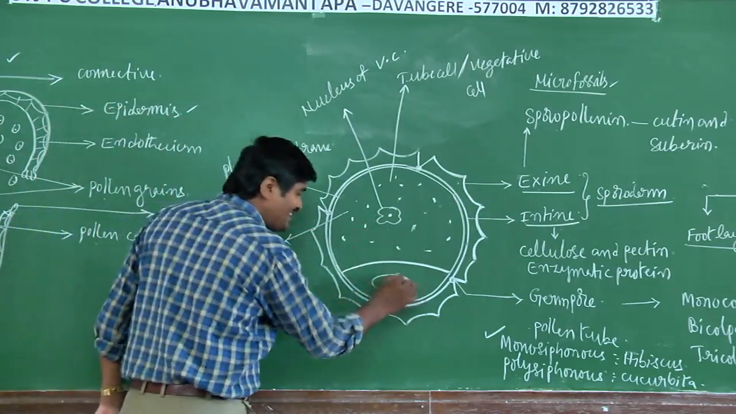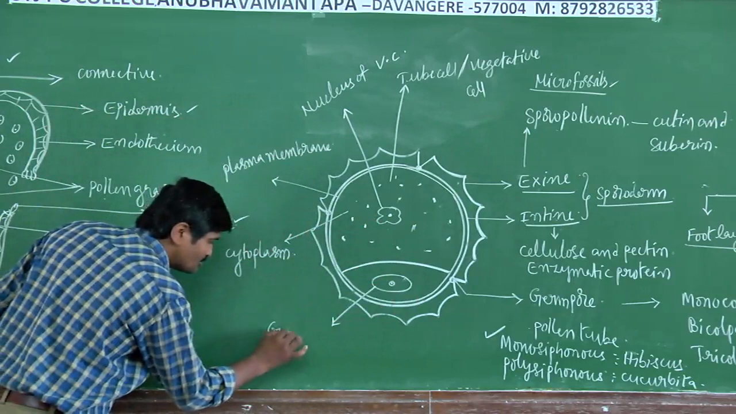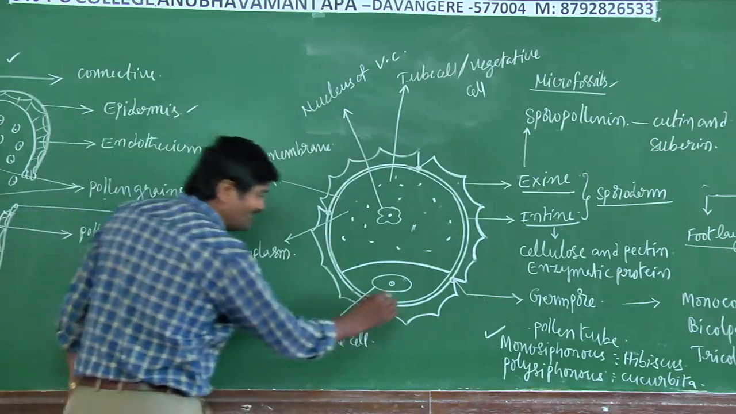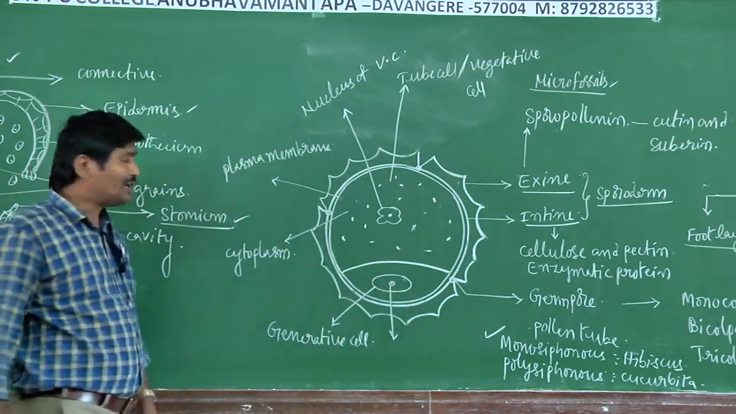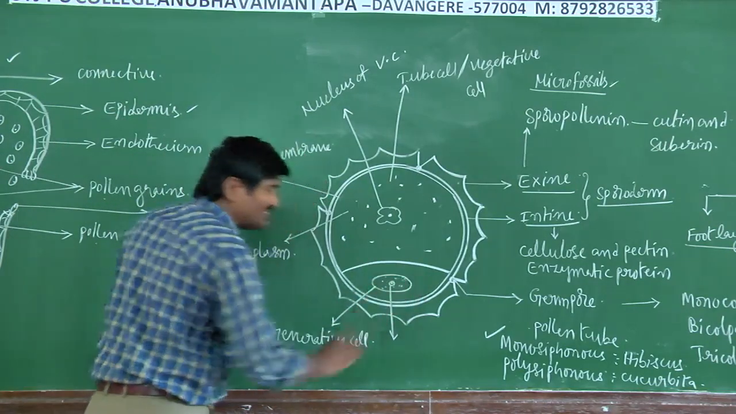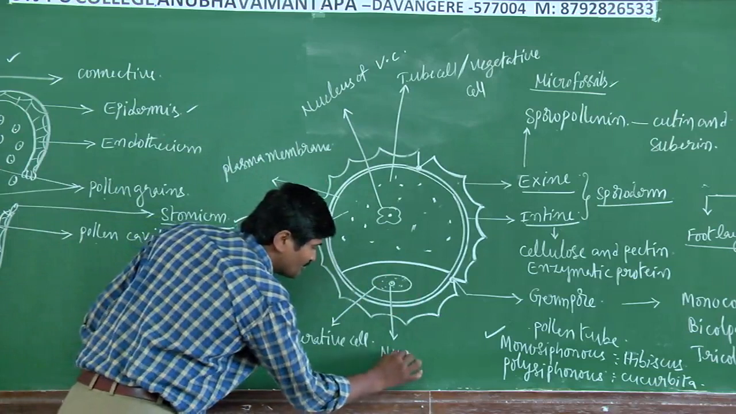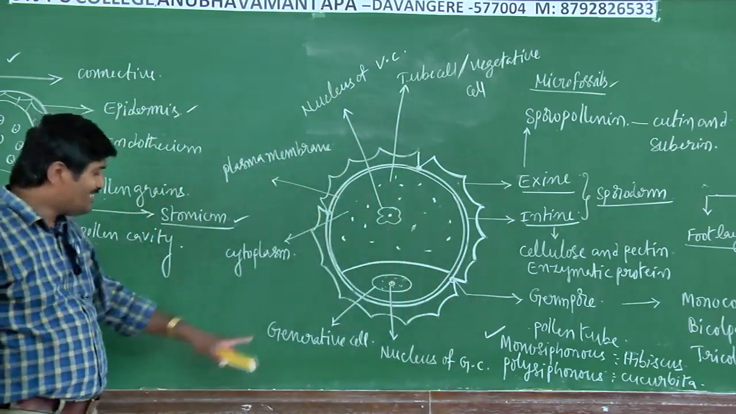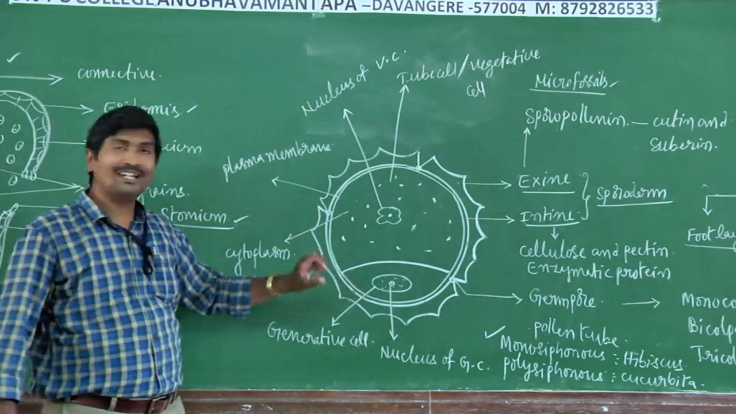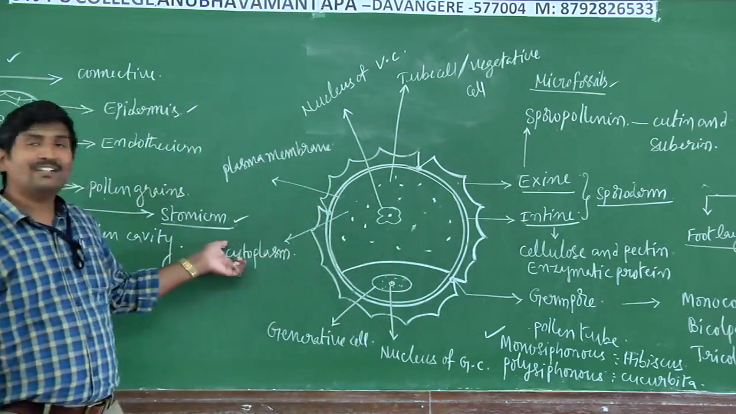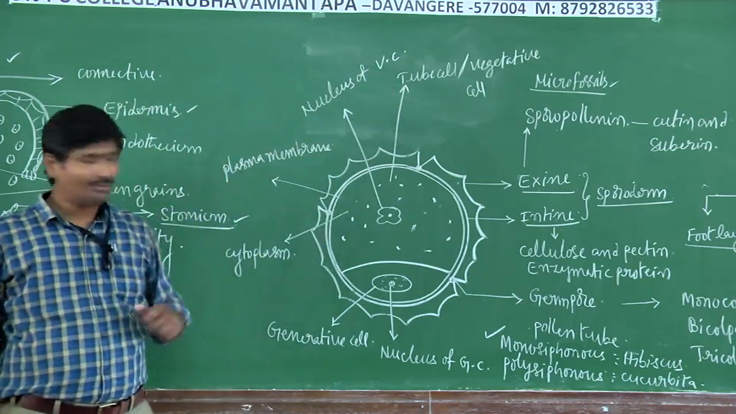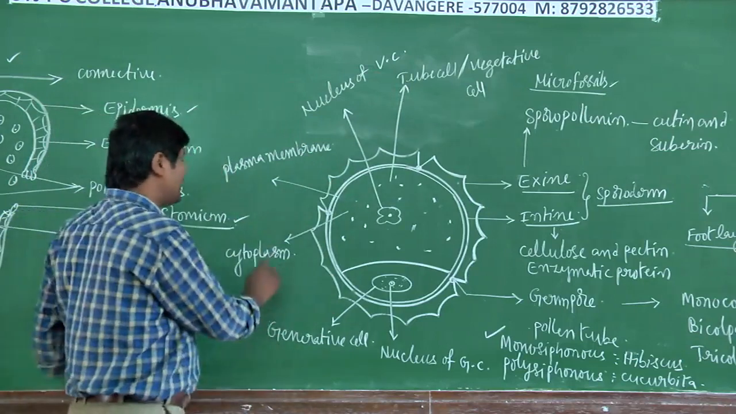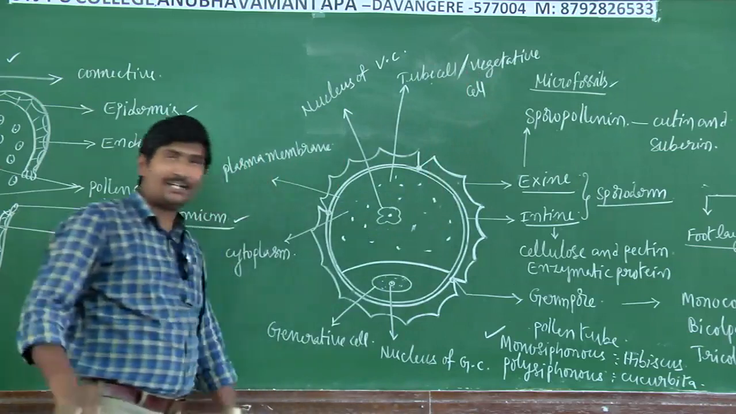Next, the small cell is known as the generative cell. This generative cell contains dense cytoplasm and a spindle-shaped nucleus. This is the nucleus of the generative cell. The generative cell is a very small cell, so it is floating on the cytoplasm of the vegetative cell. That's why this generative cell is floating on the cytoplasm of the tube cell or vegetative cell.